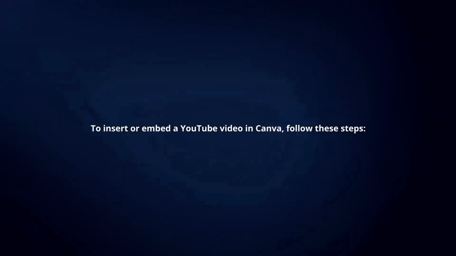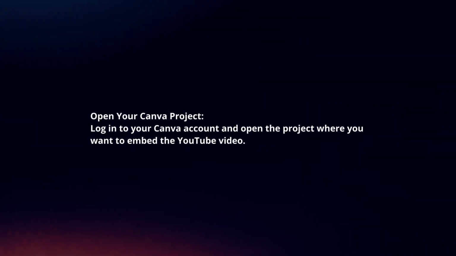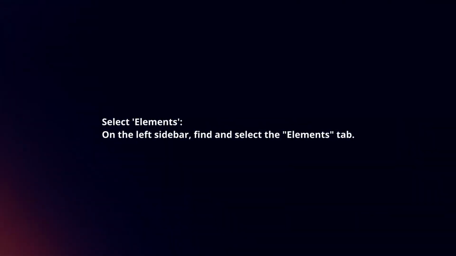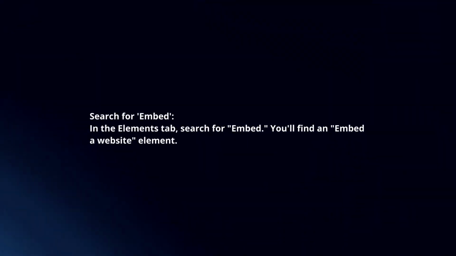To insert or embed a YouTube video in Canva, follow these steps. Open your Canva project. Log into your Canva account and open the project where you want to embed the YouTube video. Select Elements. On the left sidebar, find and select the Elements tab. Search for Embed. In the Elements tab, search for Embed.